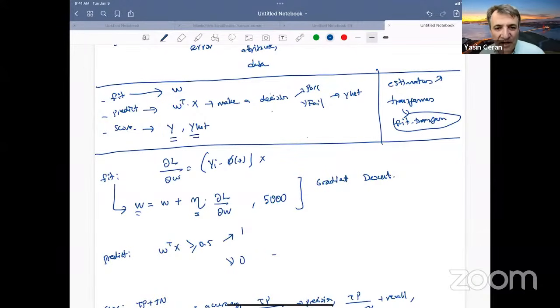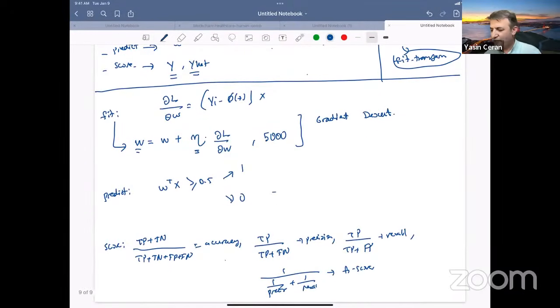Repeat: fit, predict, and score. Fit is for finding the optimum W. Predict is predicting, making a decision, predicting whether someone is going to pass or fail. And score is going to tell us how well our predictions worked.